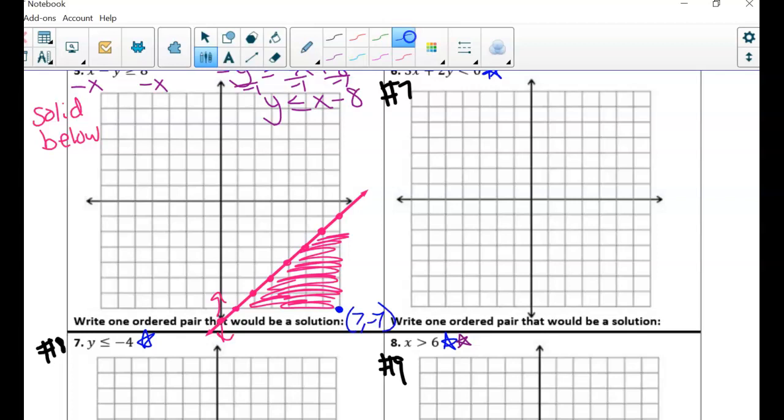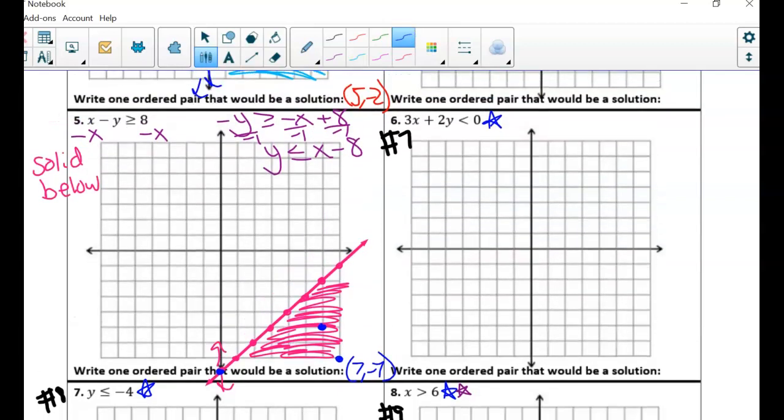6, -5. 6, -6. 1, -8 would be a solution because it falls on the line. But we could also check that, put it in. Yes, it is. Had we chosen 0, -8, that would have also worked. We could put that in, and we would get -8 is less than or equal to -8, and that would make it a true statement.